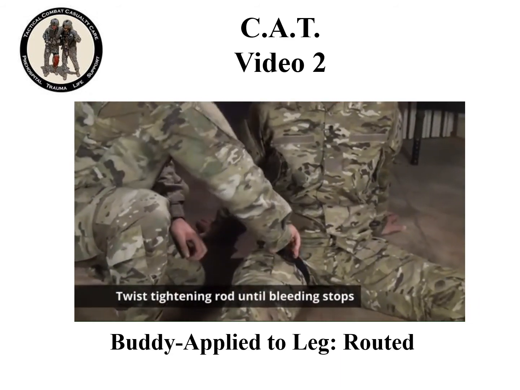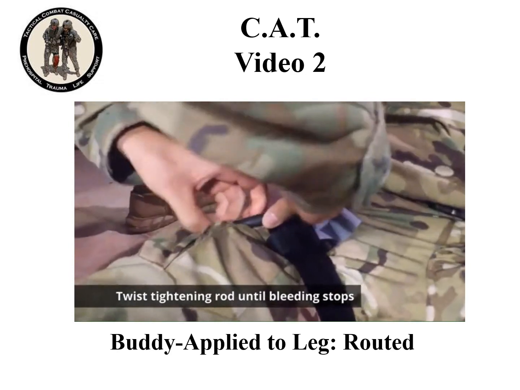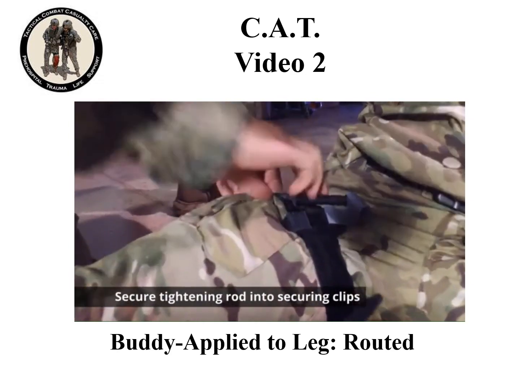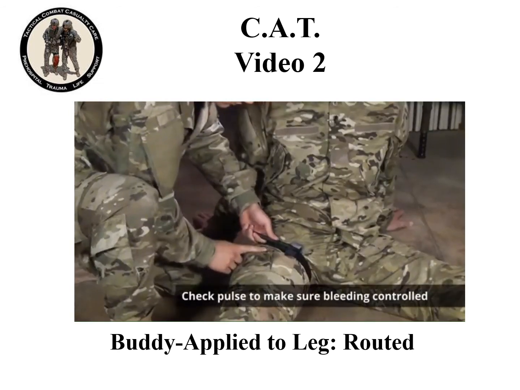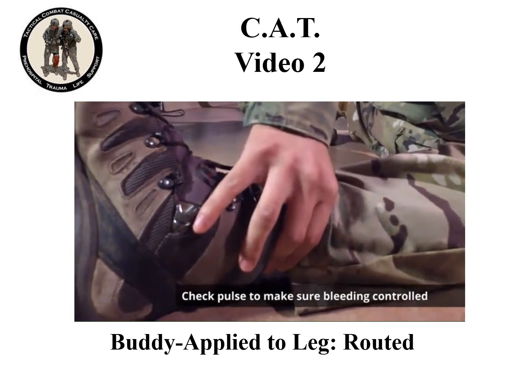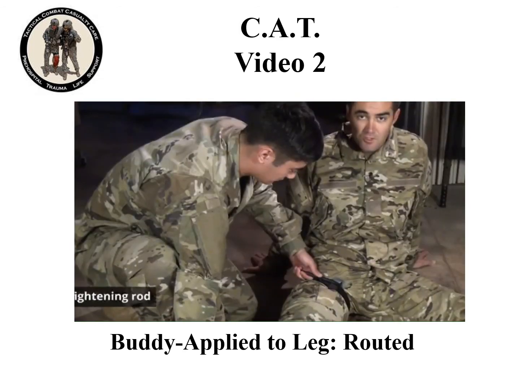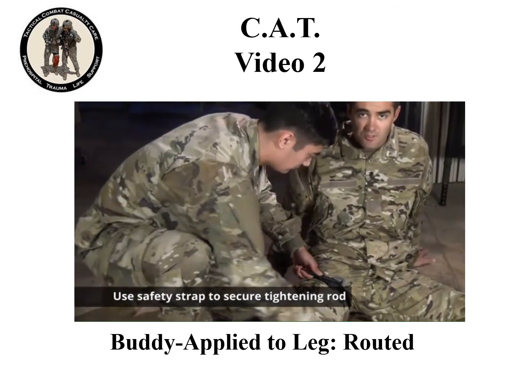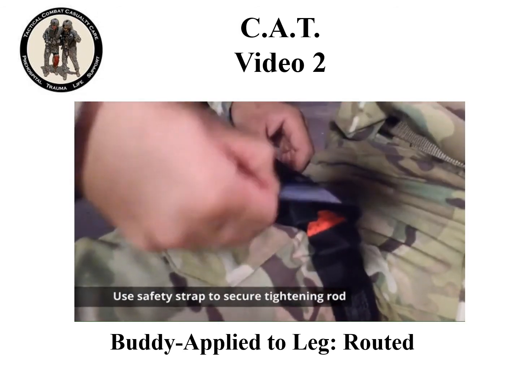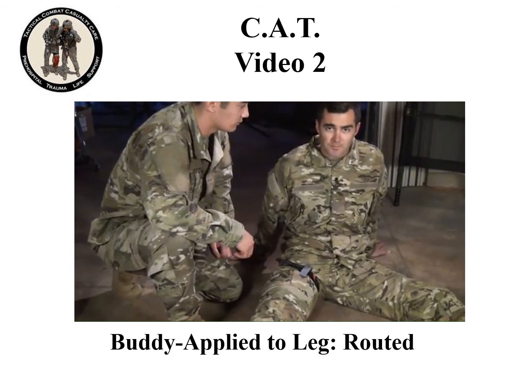Use the tightening rod to tighten down on the tourniquet until the bleeding has stopped. Secure the tightening rod in the securing clips. Check pulse to make sure bleeding has been controlled. Once confirmed, use the safety strap to secure the tightening rod. And don't forget to mark time.